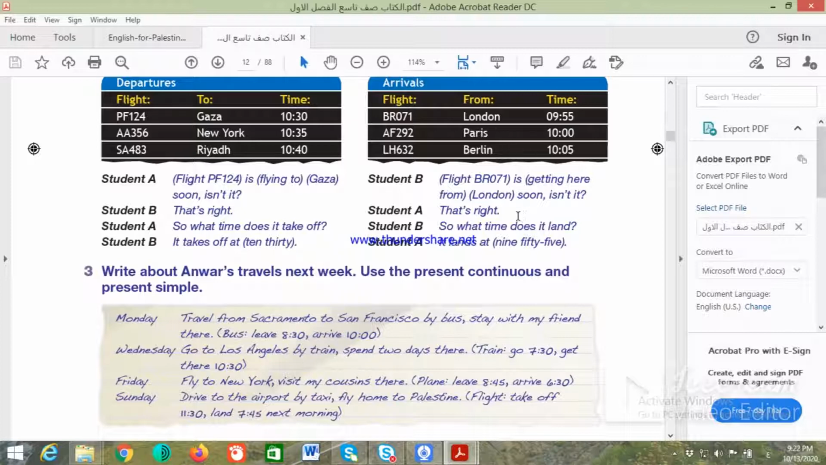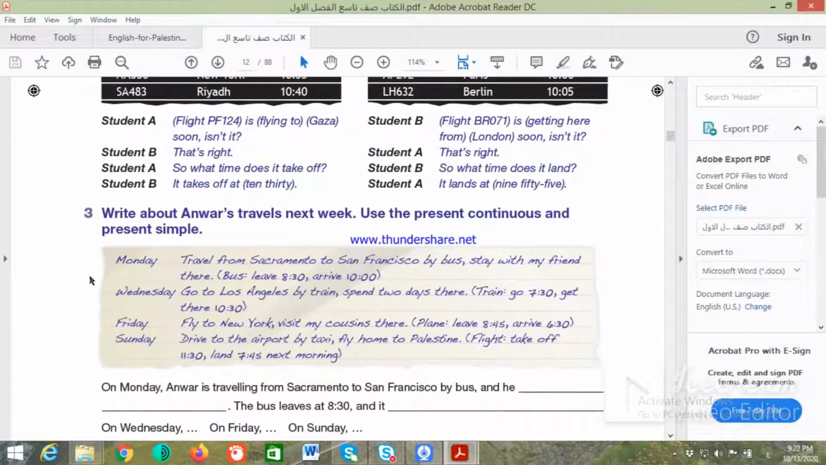The second part, student B: British flight BR071 is getting here from London soon, isn't it? Student A: That's right. Student B: So what time does it land? Student A: It lands at 9:55.